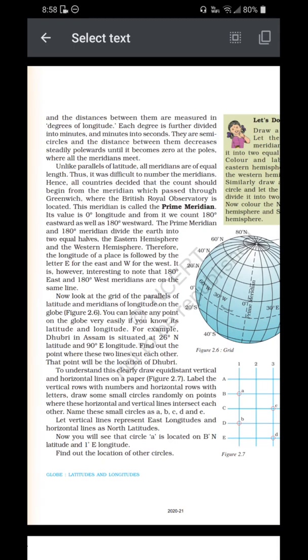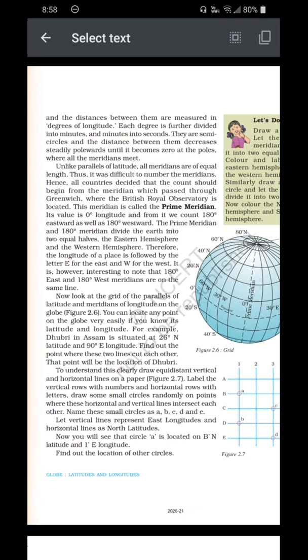The prime meridian and the 180 degrees meridian divide the earth into two equal halves, the Eastern hemisphere and the Western hemisphere. Therefore, the longitude of a place is followed by the letter E for east and W for west. It is, however, interesting to note that 180 degrees east and 180 degrees west meridians are on the same line.